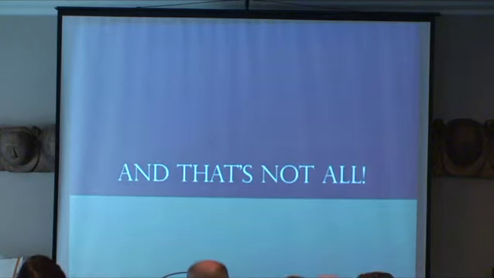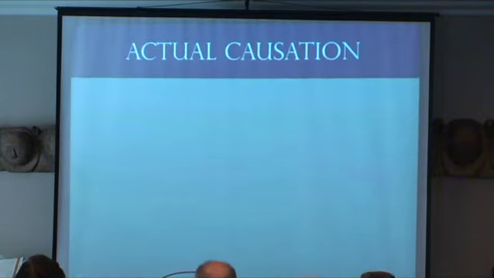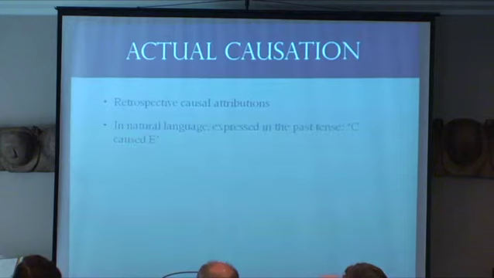So I'm just going to talk about one other thing that he's worked on. There are so many things I'm obviously leaving out. And this is the concept of actual causation. This is the last chapter of the 2000 book, and it involves retrospective causal attribution. So after the fact, we say things, and this is expressed in natural language in the past tense. We say C caused E.